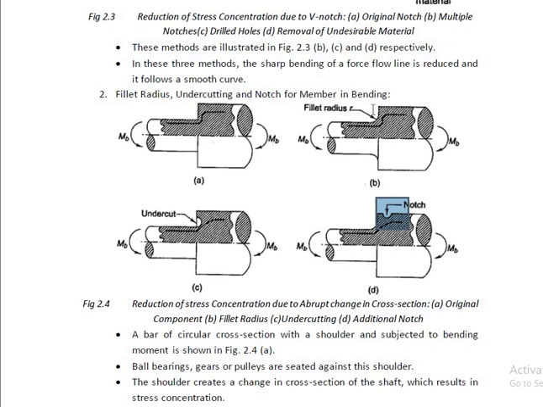After providing a fillet, here we have provided the fillet, an additional notch is provided, which again reduces the possibility of stress concentration. So the three methods to reduce the stress concentration in a member subjected to bending are: first, providing a fillet radius, second, providing an undercut, and third, providing an additional notch. This is for the members in bending.